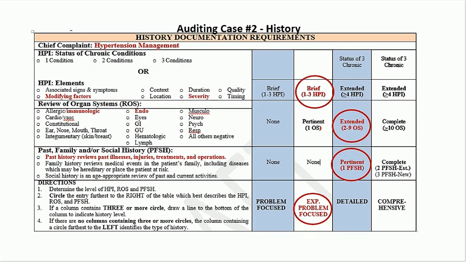Under the past medical family social history, the patient's hypertension medications are listed, which is past medical history. This gives us a pertinent PFSH, and we would circle the third column. We do not have 3 circles in the same column, so the circle farthest to the left identifies our history, which is expanded problem focused.